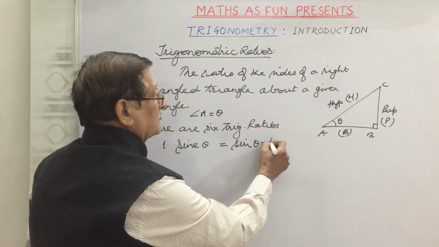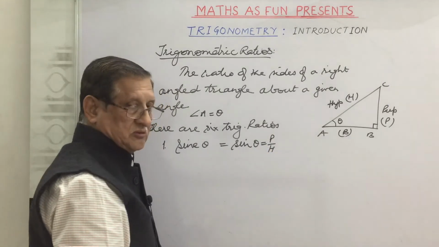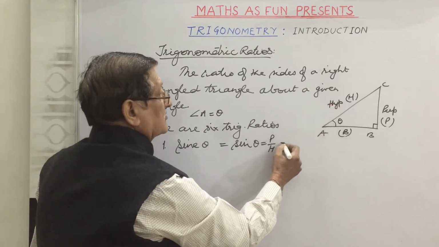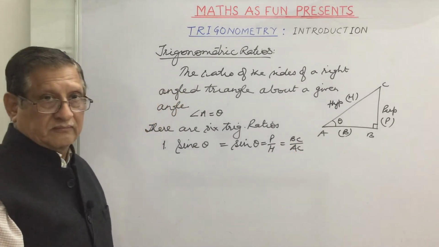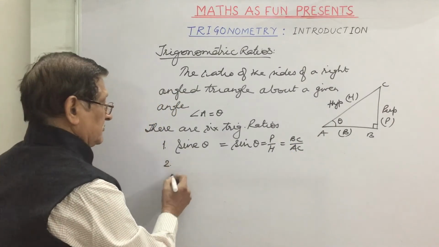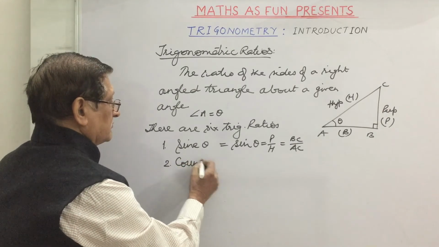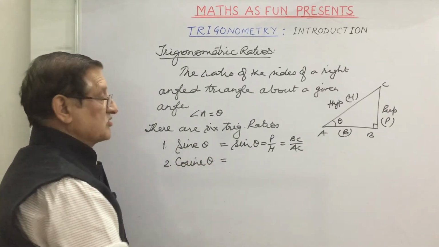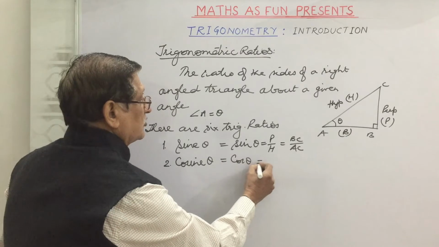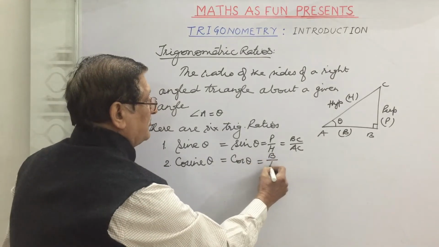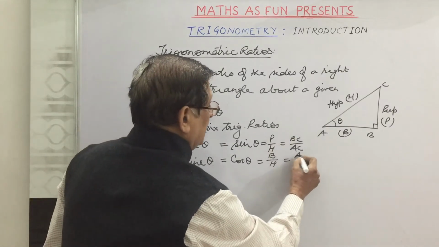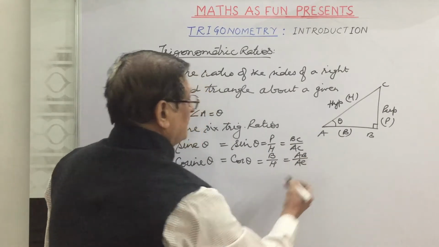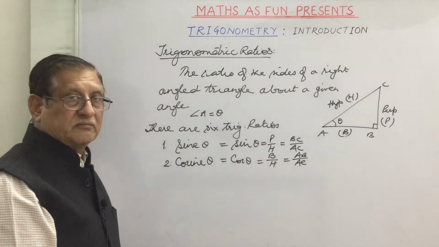And this is the ratio of the perpendicular to the hypotenuse. Here in this case we can see that will be BC upon AC. The second one is cosine theta. This cosine theta in short is written as cos theta, and this is the ratio of base and hypotenuse. Here we find base is AB and hypotenuse is AC. This will be AB upon AC.